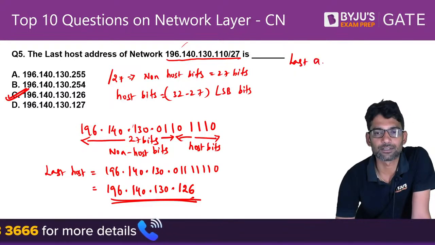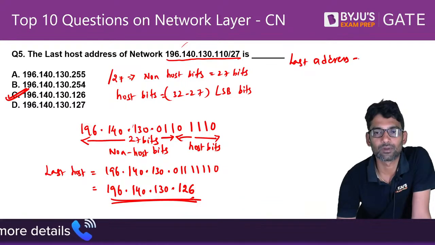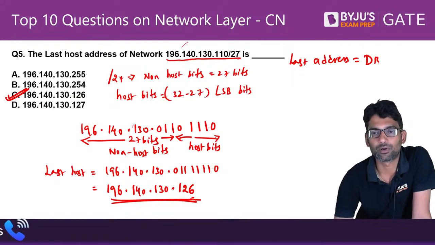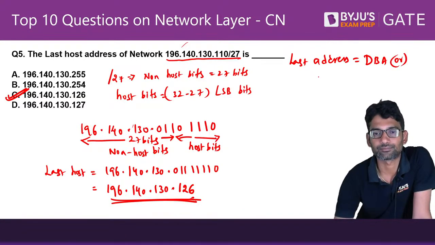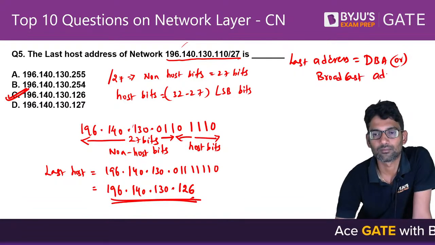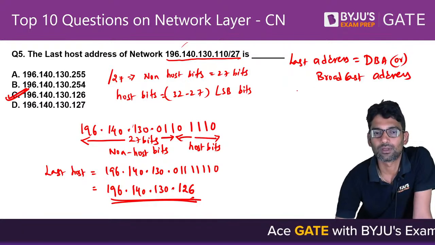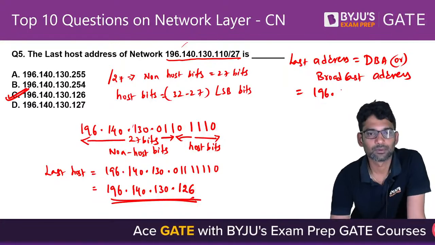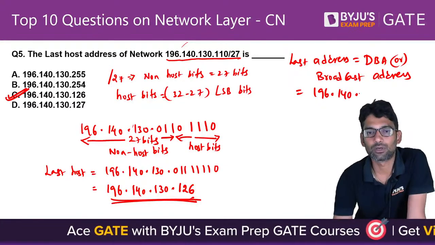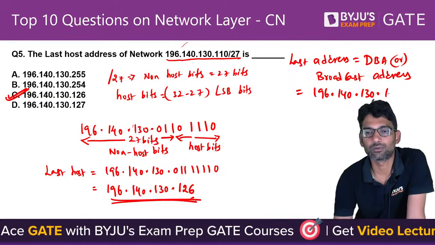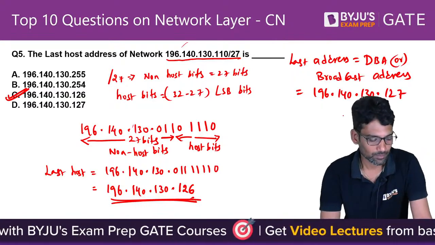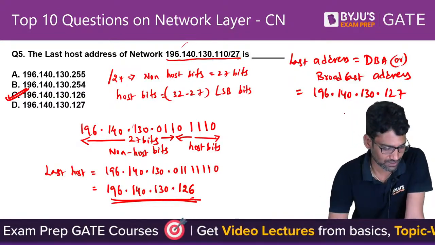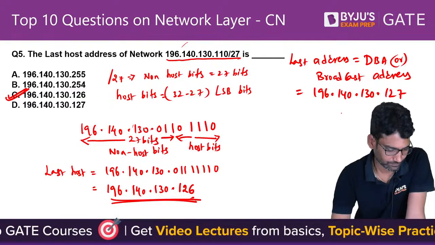Last address will be DBA or broadcast address. That would be 196.140.130.127. But we were asked last host address. Okay.